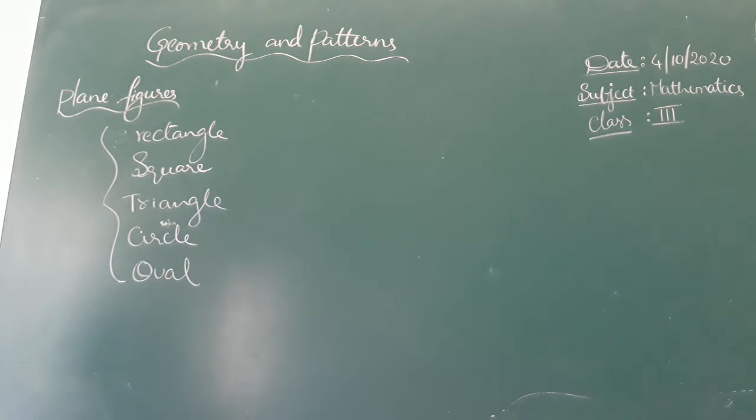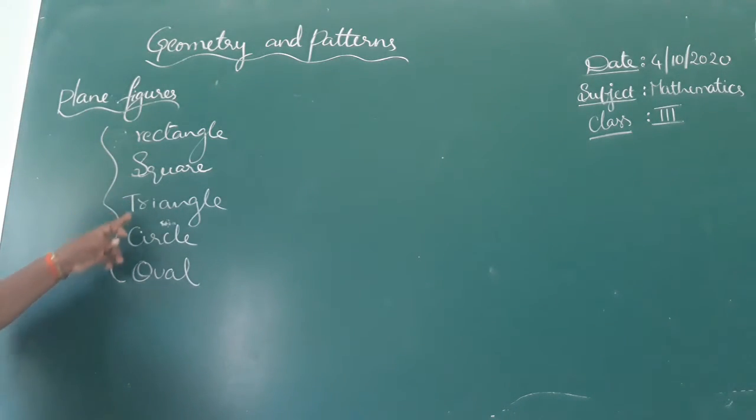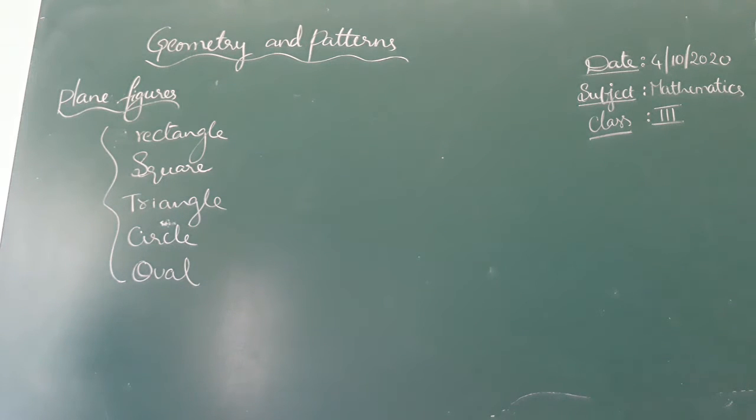We can draw these figures or shapes on a paper. That type of figures are plane figures, two dimensional. We can see the length and breadth of every object in these plane figures. Rectangle, square, triangle, circle and oval are the plane figures. Now I will explain the plane figures in detail.